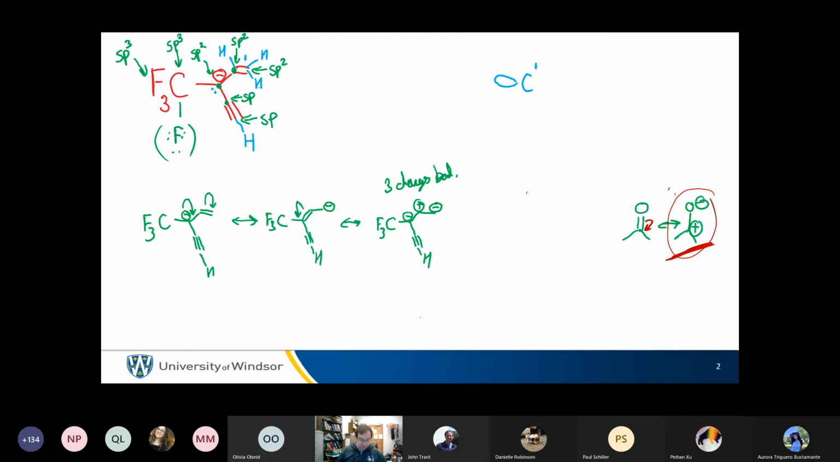I'm just going to create some more space here. So we have this. Another resonance structure we can do from this one is we could delocalize those electrons down to here.